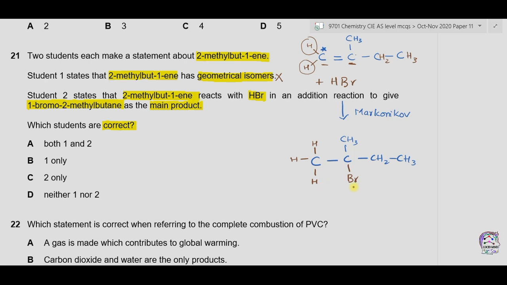Let's find the name. In the long chain we have 4 carbons, 1, 2, 3, 4. With the second carbon we have a methyl group and bromine. So the name is 2-bromo-2-methylbutane. So student 2 is also wrong. The answer is therefore D.